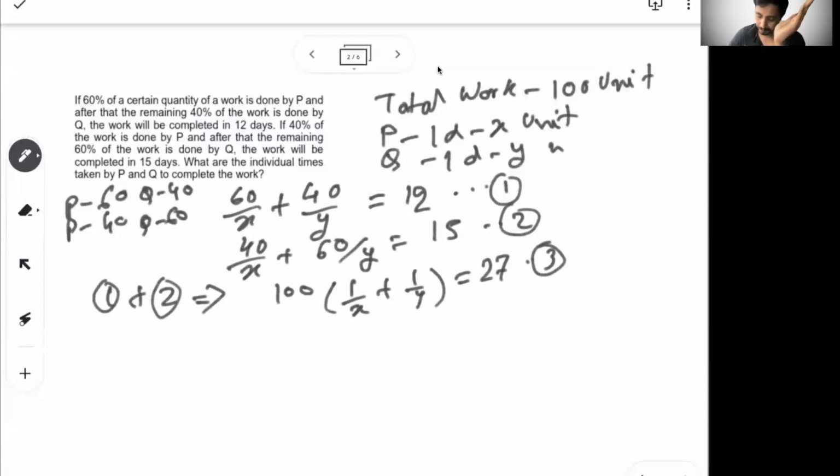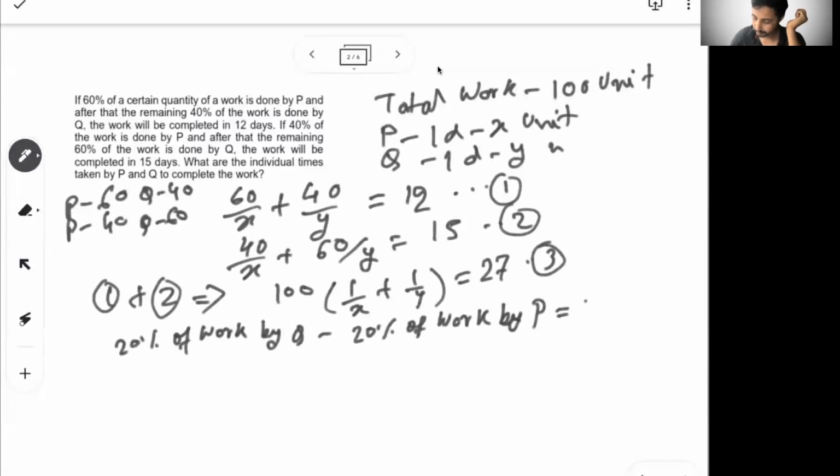So can we say 20% of work by Q minus 20% of work by P should be equal to 3 days. That's what is creating the 3 days difference between 12 days and 15 days.